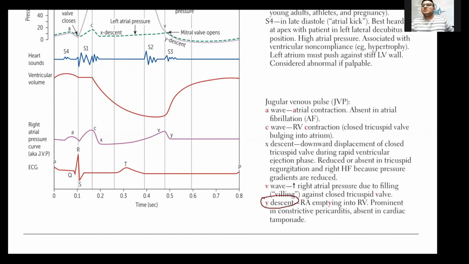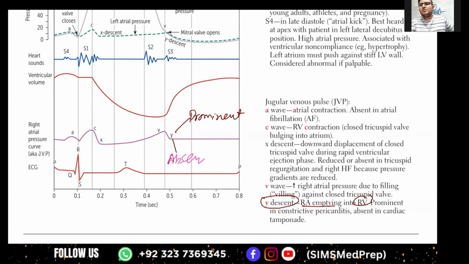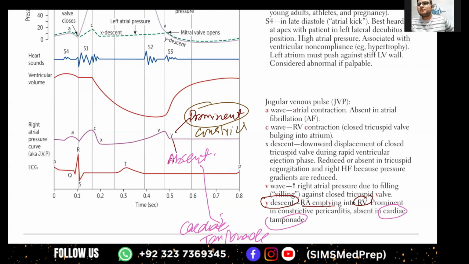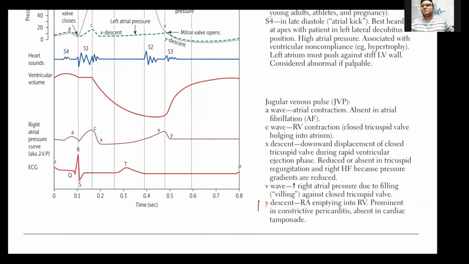The next very important one is the Y descent. It occurs when the right atrium is emptying the blood into the right ventricle. Y descent can be prominent, and sometimes it can be absent. Absent and prominent: in which diseases? Absent in cardiac tamponade. And prominent in which disease? It is prominent in constrictive pericarditis. Okay. This is a very important MCQ. Remember this.